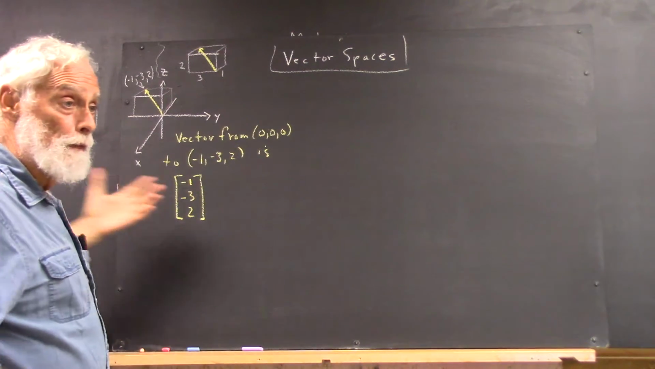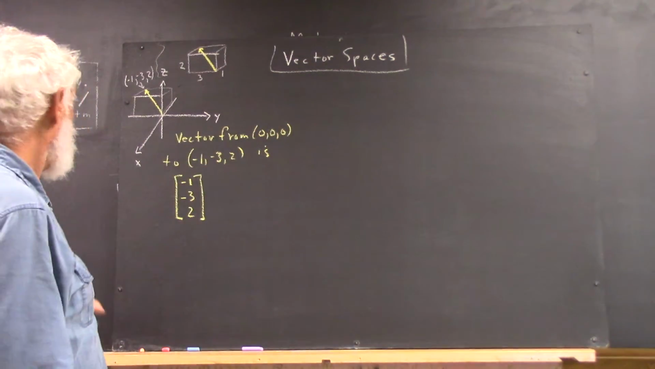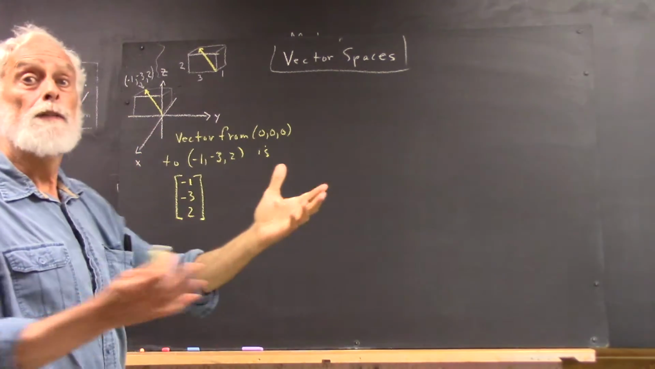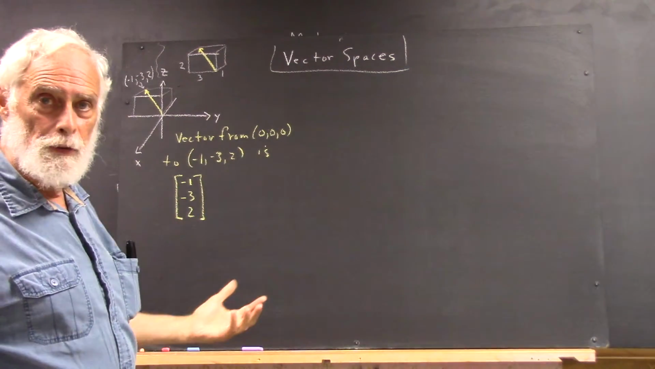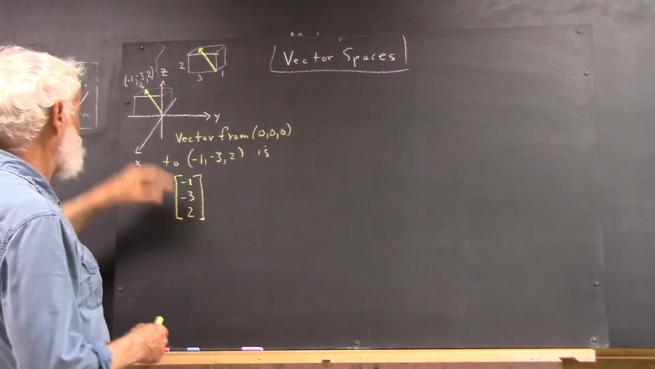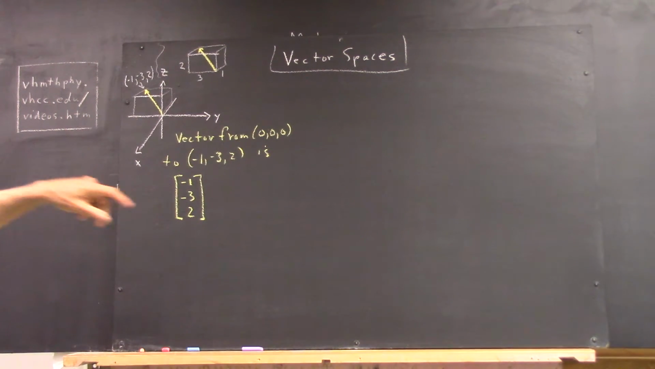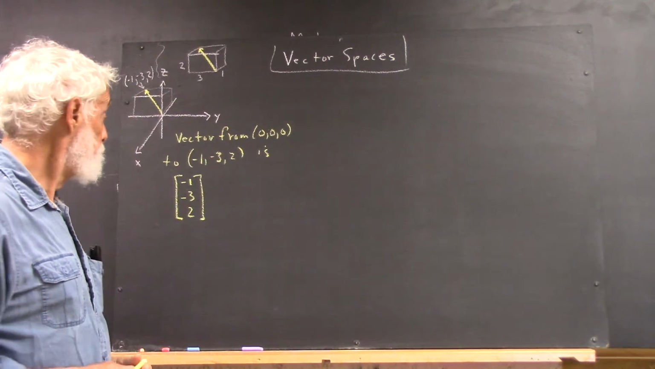If I wanted to have vectors in 4, 5, or 6 dimensions, I could do it. I wouldn't be able to draw them. I can only draw 3 dimensions. We only live in 3-dimensional space. We have no idea what a 4-dimensional space would look like. Okay? So, anyhow, there's a vector in 3-dimensional space.